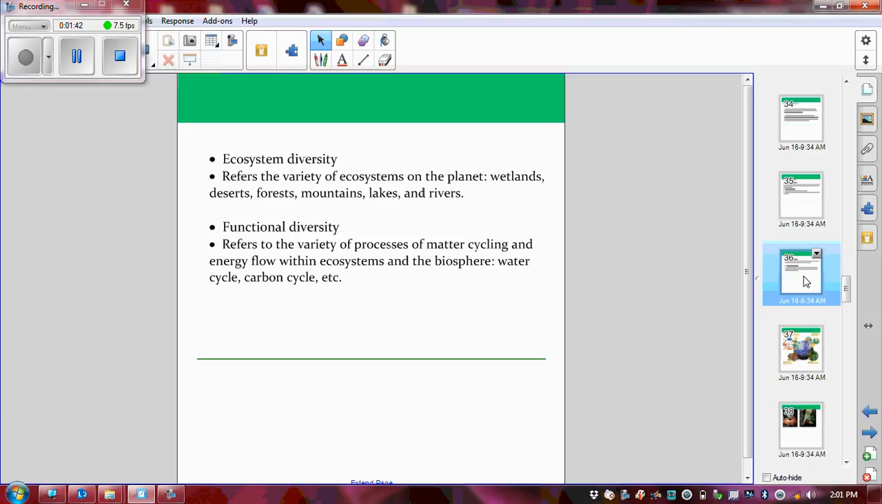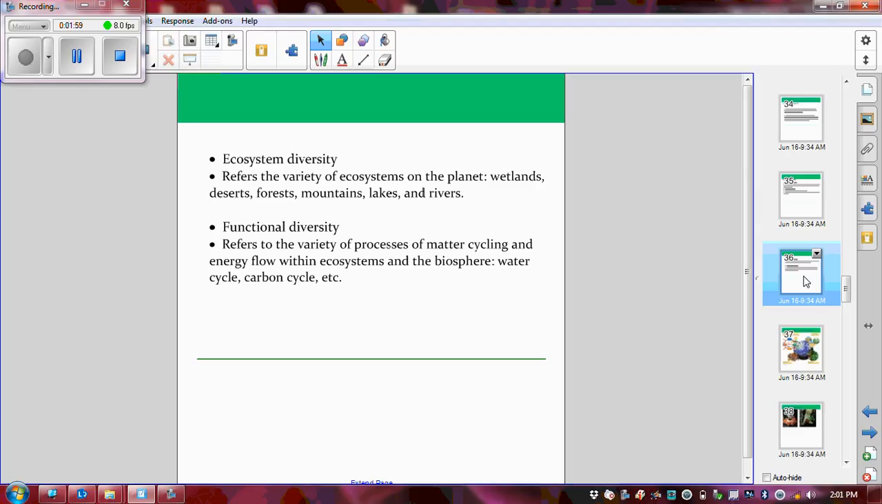We also look at ecosystem diversity. So now we're looking at the bigger picture. We're looking for having lots of different kinds of biomes, lots of different kinds of land areas, like those that are listed on your screen. So we're looking for not having all of one kind of thing in an area.